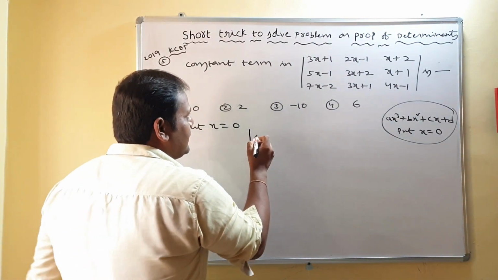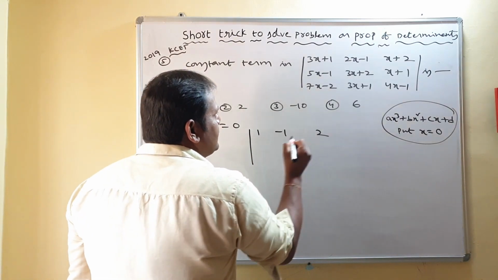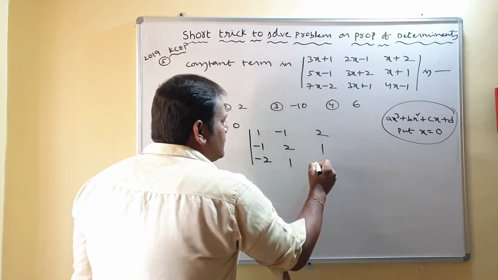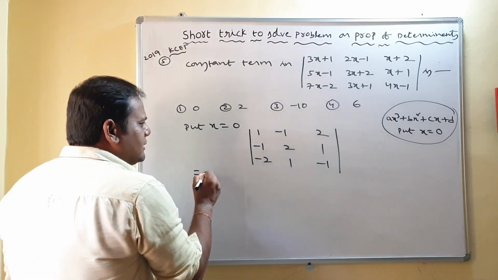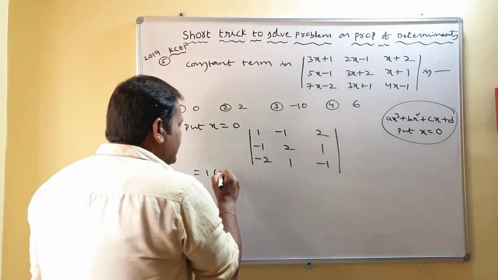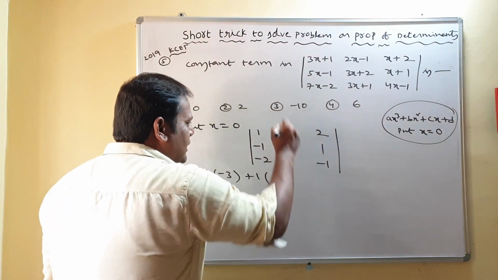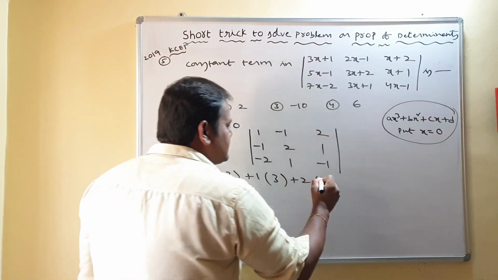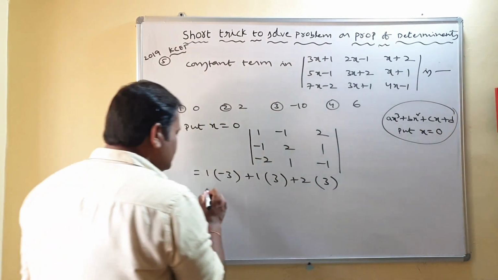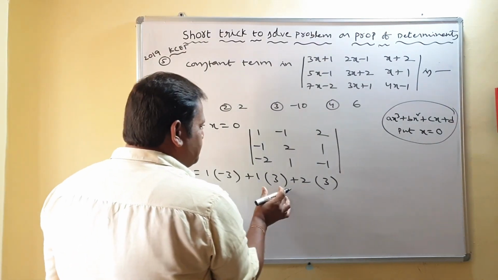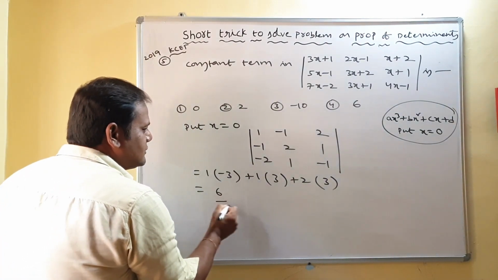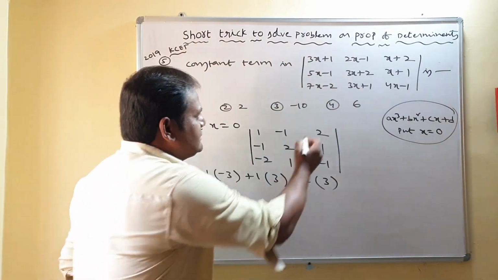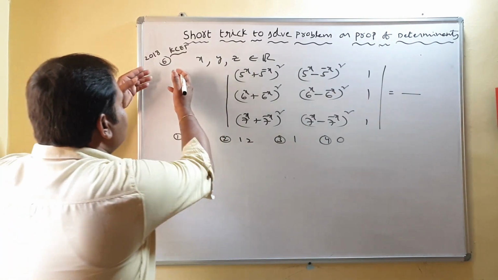Then what you get? Det of 1, minus 1, 2; minus 1, 2, 1; minus 2, 1, minus 1. Now evaluate it. It becomes 1 into minus 2 minus 1, minus 3, plus 1 into 1 plus 2, 3, plus 2 into minus 1 plus 4, that becomes 3. So do the simplification. It is 6 plus 3, 9 minus 3, 6. So the constant term in this determinant is 6.